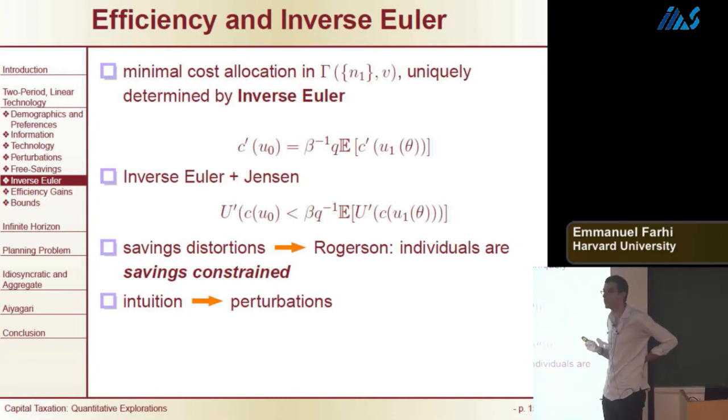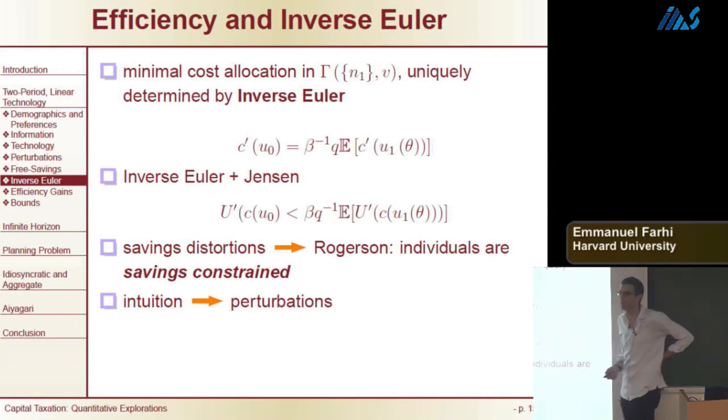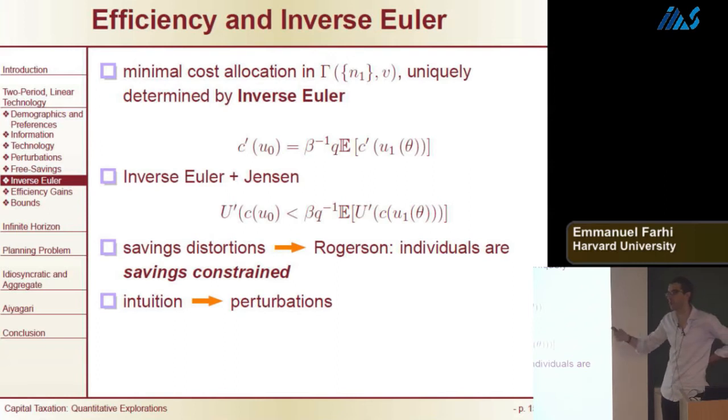No, there's nothing missing. It's C prime. C prime is 1 over U prime. So C is the inverse of U, so C prime is just 1 over U prime. It's another way to write the inverse Euler equation. Okay?